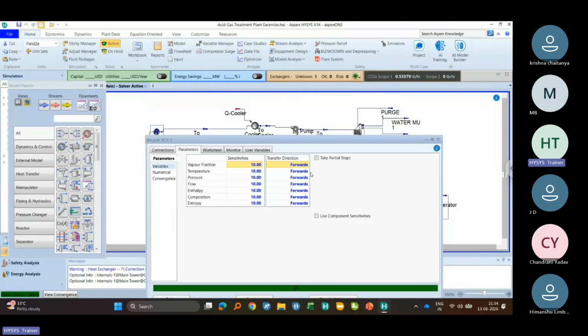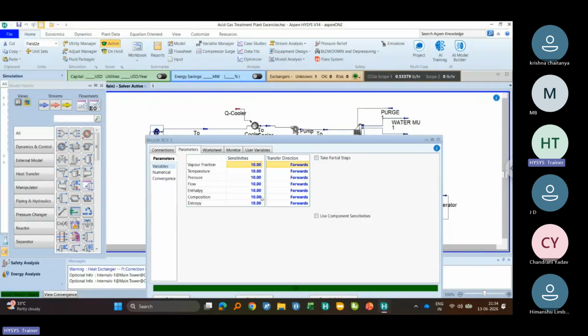But if you want this recycle operation to work in a backward direction, you can change this to backwards or not transferred. This is just the nil kind of thing. If you don't want the vapor fraction to be transferred from one equipment to another equipment, you can just select this as not transferred. If you want that parameter to be transferred in the forward direction, you can select forward. If you want to transfer that parameter in the backward direction, or if you want your recycle loop to work in a backward direction, you can select that as well.